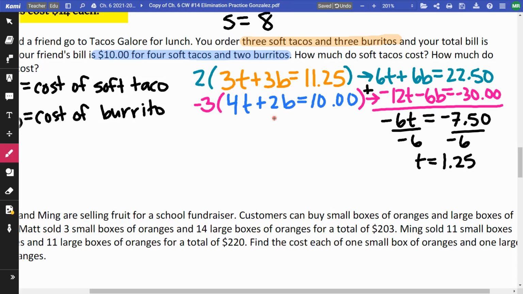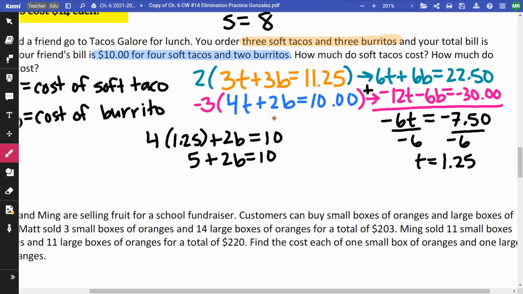Then I'm going to take that and put that into either equation. I think I'm going to put it into the bottom one. 4 times 1.25 plus 2B is equal to $10. So 4 times 1.25 is $5 plus 2B is equal to 10. I'm going to minus 5 from both sides, so I get 2B is equal to 5. And I divide by 2, and I get 2.5 or $2.50.